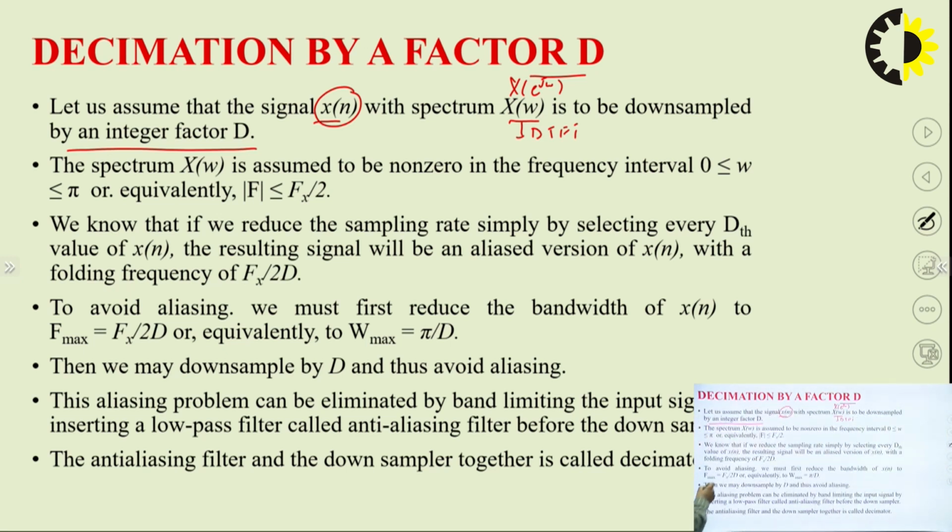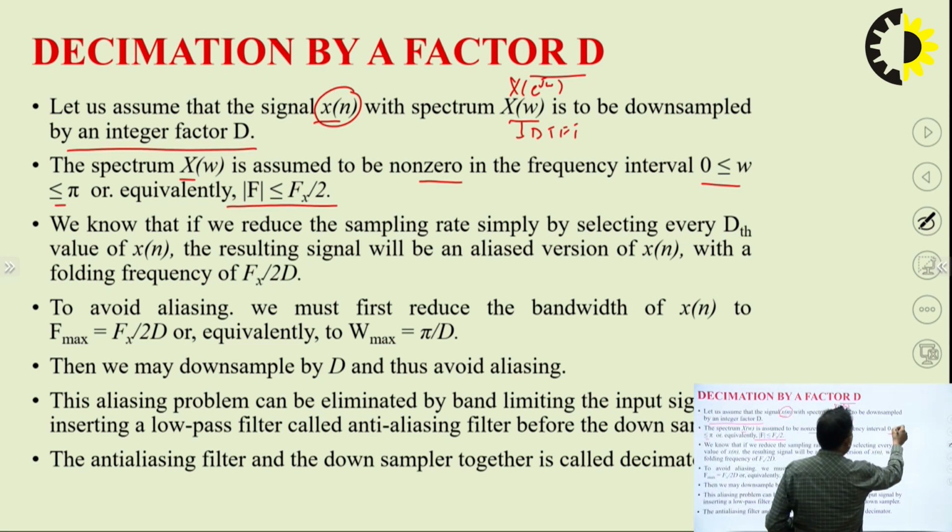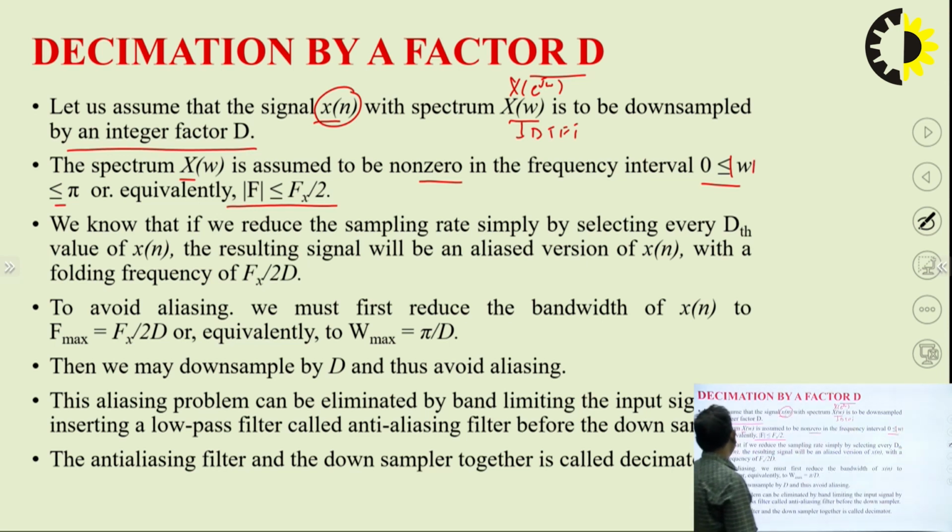So the spectrum X of omega is assumed to be non-zero in the frequency interval between 0 to pi, or equivalently |F| is less than or equal to Fx by 2. So your omega must be restricted between 0 to pi, or you can also write it as |omega| from minus pi to pi.